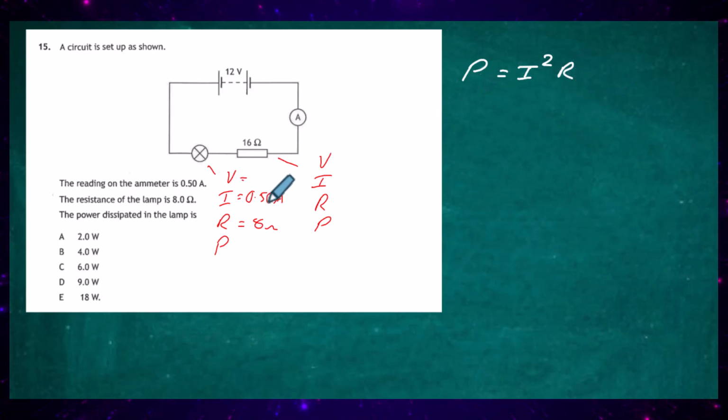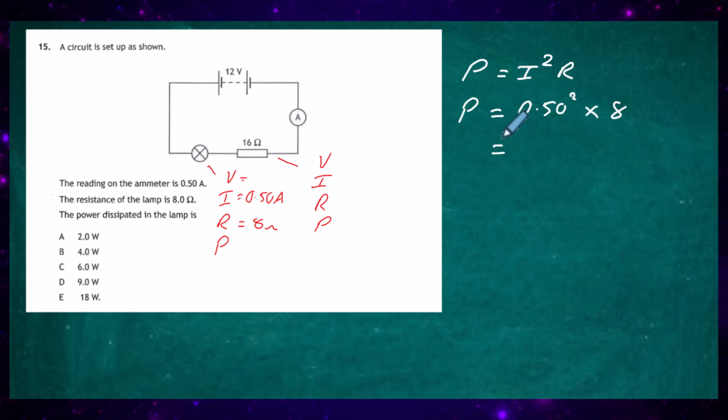We do know the current going through it, 0.5 amps. We do know the resistance of it, so we just need to plug in the values. Power equals I squared, which is 0.5 squared, times the resistance, which is 8 ohms. And if we do that in our calculator, we end up with a value of 2 watts. That is going to be the power dissipated in the lamp, and therefore our response is going to be A for question 15.